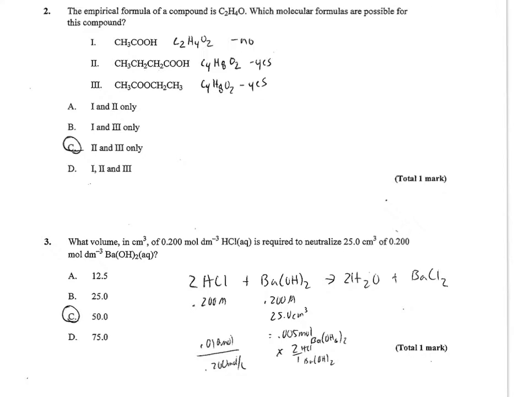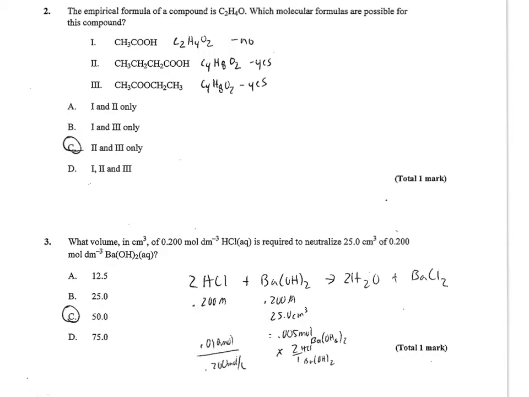Number 3 is probably one of the most common questions that IB asks in their tests, where you're looking at the stoichiometry of some kind of reaction. Neutralization reactions are very common. So again, write a balanced equation. What volume in centimeters cubed of 0.2 molar HCl is required to neutralize 25 centimeters cubed of 0.2 molar BaOH2? My balanced equation is 2HCl plus the BaOH2, and it will yield 2 water molecules and then BaCl2, which will be an aqueous salt. It'll be dissolved in there.